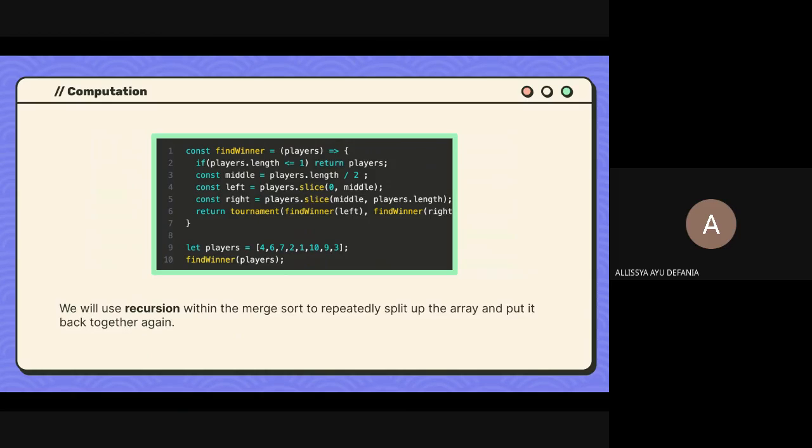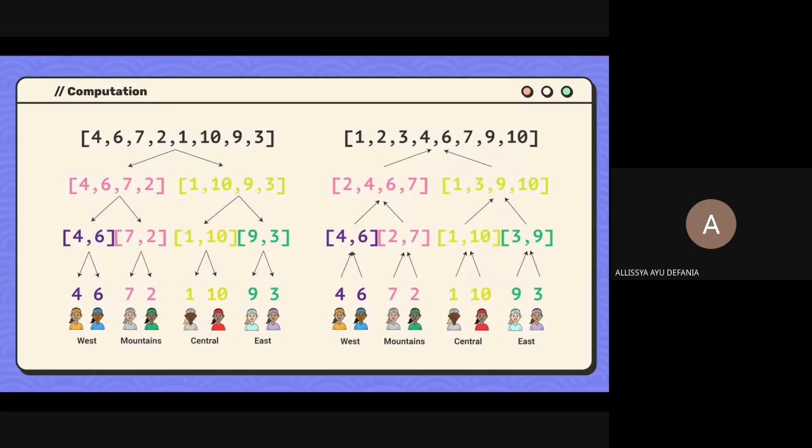So in this part of the code, we will use recursion within the merge sort to repeatedly split up the array, like Alma said before, repetitively until you get 1. So in this picture, from the left, we can see how the array is splitting and then reassembled, as in the picture beside it. And this is a great hint as to why we will need recursion to solve the problem.